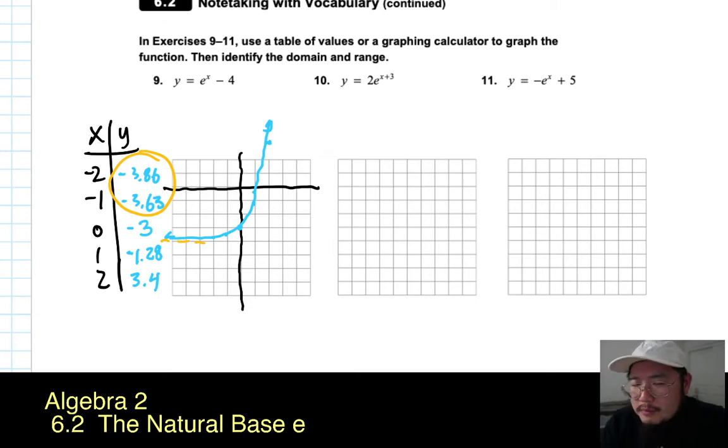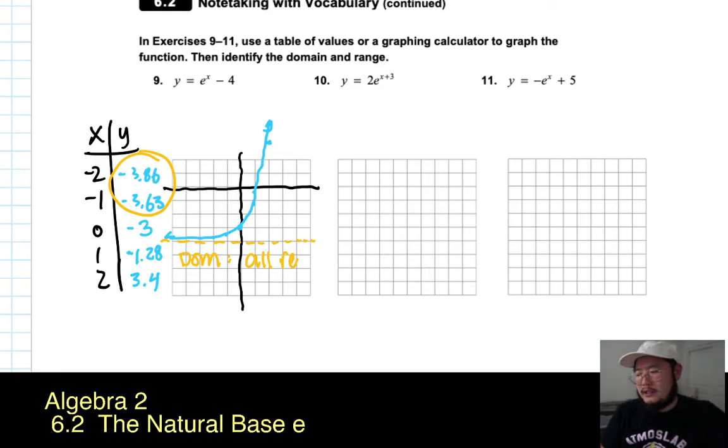Because remember, it's going to expand left and right. But for my range, however, that's a little bit different. My range is going to be where that asymptote is and everything above that. So for my range, y is going to be greater than negative 4. And there is your function.